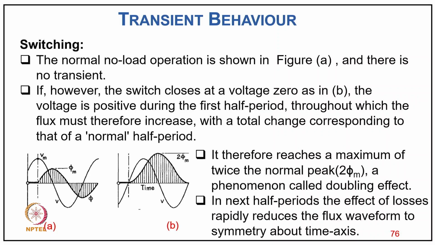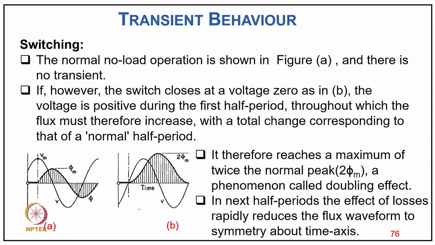So the normal no load operation is shown in figure A, where there is no transient and you have switching at the peak of voltage and flux starts building up from 0. However, if the switch closes at voltage 0, as in case B, the voltage is positive during the first half period, throughout which the flux must therefore increase with the total change corresponding to that of the normal half period. Now it therefore reaches a maximum twice the peak, that is 2 phi m, a phenomenon called the doubling effect.